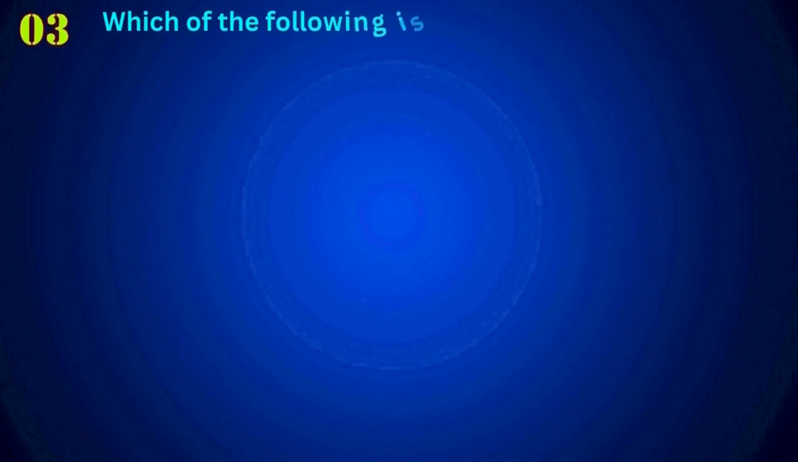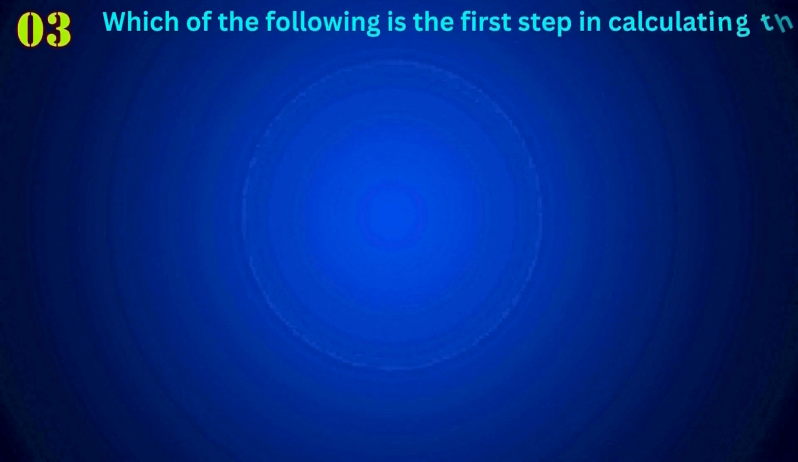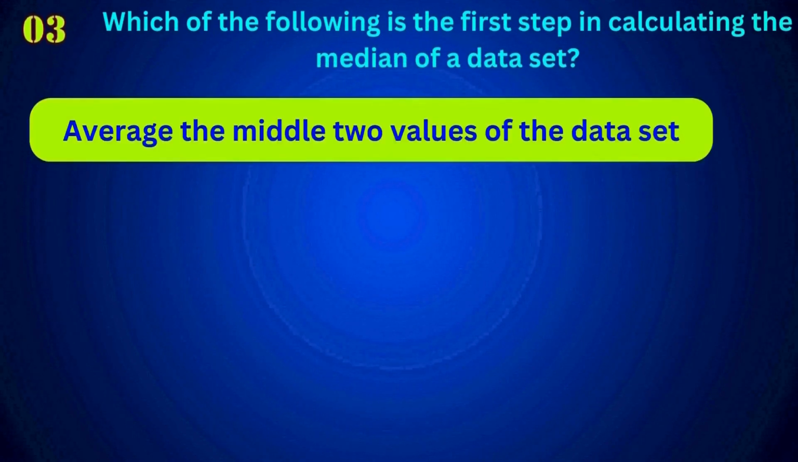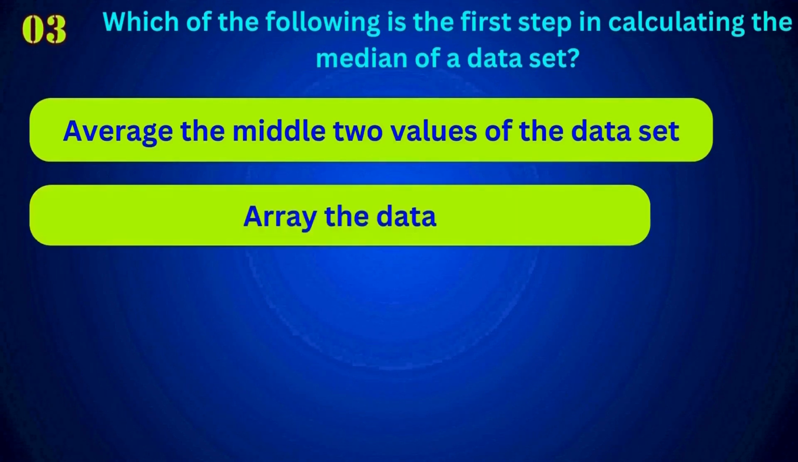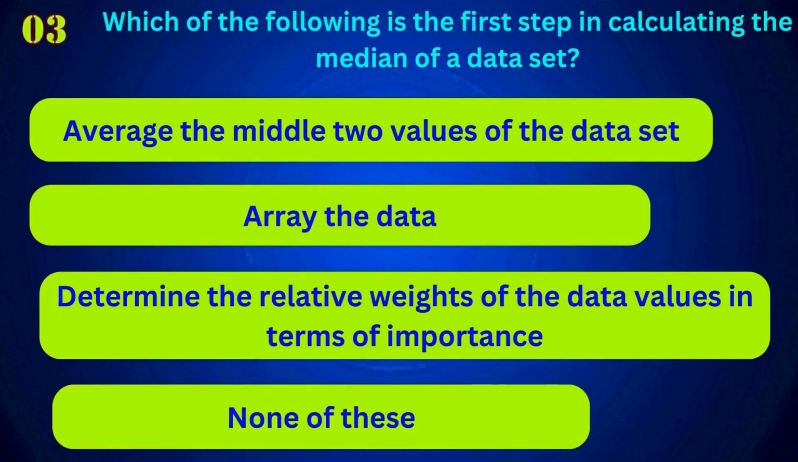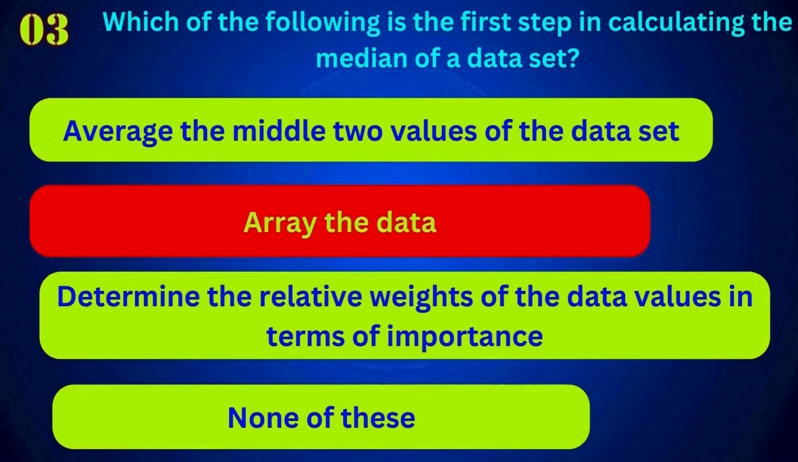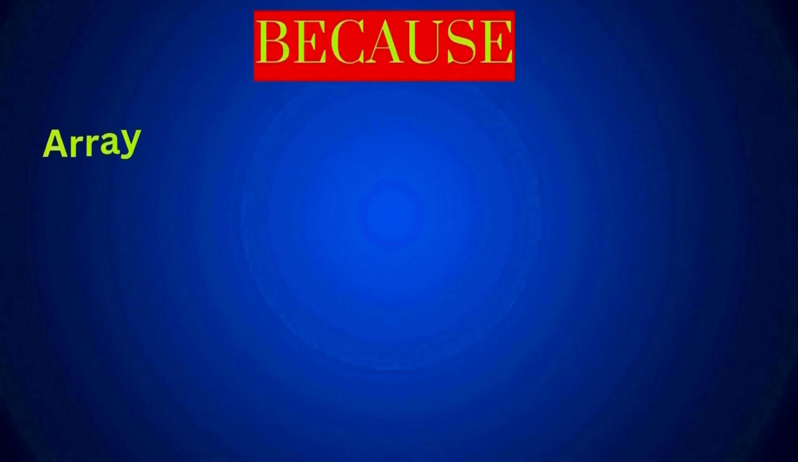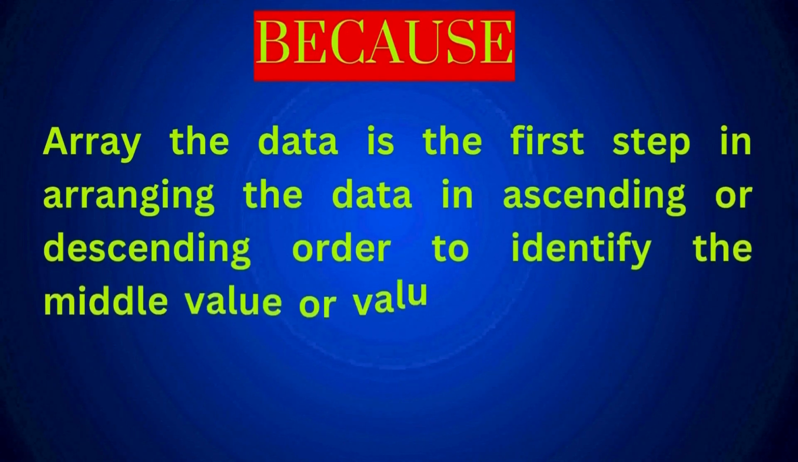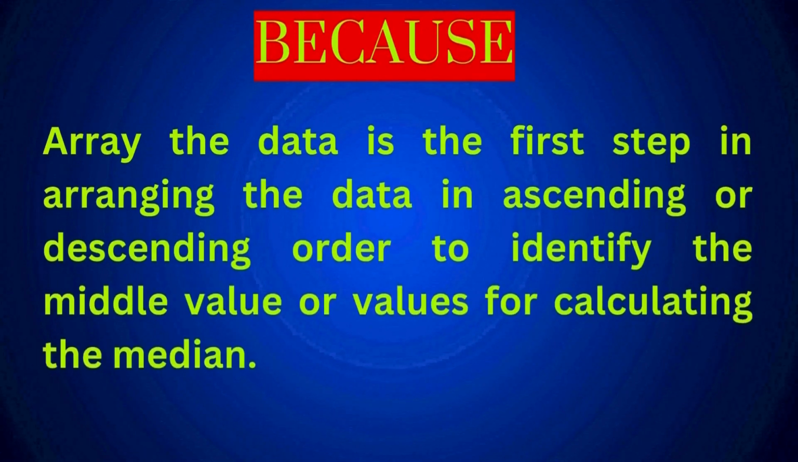Which of the following is the first step in calculating the median of a data set? Options are: average the middle two values of the data set, array the data, determine the relative weights of the data values in terms of importance, none of these. Right option is: array the data, because it is the first step in arranging the data in ascending or descending order to identify the middle value or values for calculating the median.